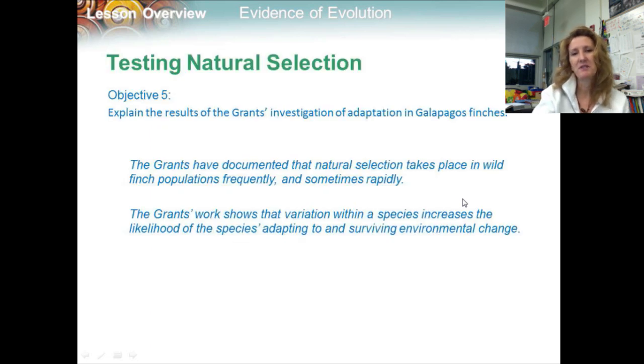So the last objective was to explain the results of the Grants' investigation of adaptation of Galapagos finches. The Grants have seen it happen. Natural selection takes place in wild finch populations frequently and sometimes rapidly. The Grants' work shows that variation within a species increases the likelihood of the species adapting to and surviving environmental change.